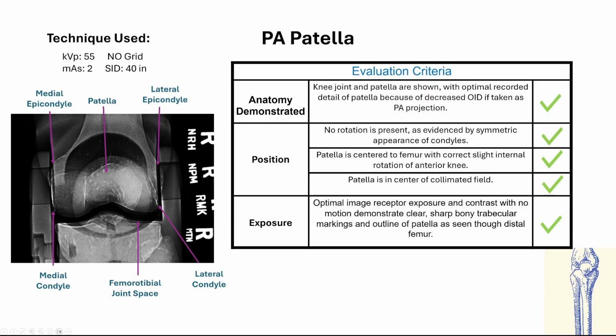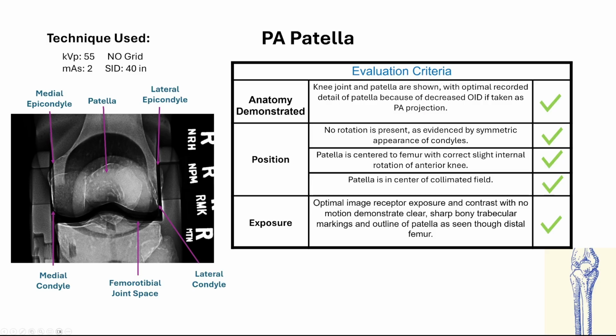According to positioning, no rotation is present, evidenced by symmetric appearance of the condyles, which you can see here. In our image, we have both the medial condyle and the lateral condyle showing as symmetrical. The patella is centered to the femur with correct slight internal rotation of the anterior knee, and the patella is in the center of the collimation field, which both criteria are met in our image.